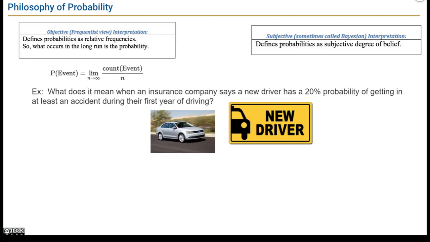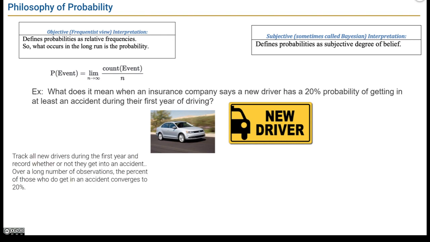Suppose that your insurance company says, well, a new driver has a 20% probability of getting in at least one accident during their first year, so that's why your premium is higher, right? So they cite some probability that they're using to create their insurance premiums. Depending on which view you're thinking of, the frequentist view can really be like this. Maybe this is based on past data. Maybe they have a lot of data of new drivers, and they look at how many of those new drivers actually end up in an accident during their first year, and they see that in general that number is right around 20%. You can define the probability that way.